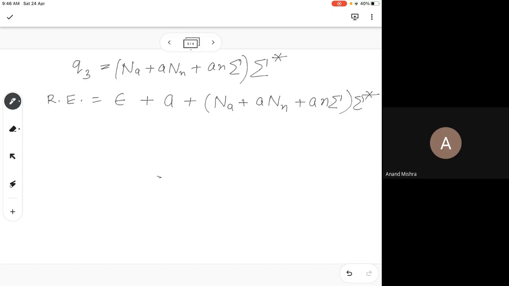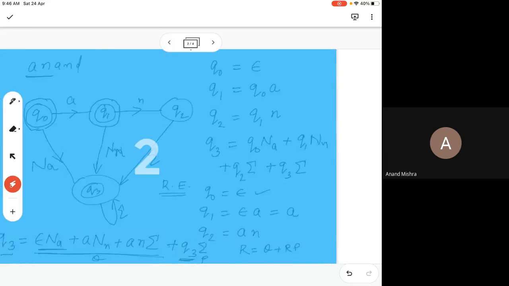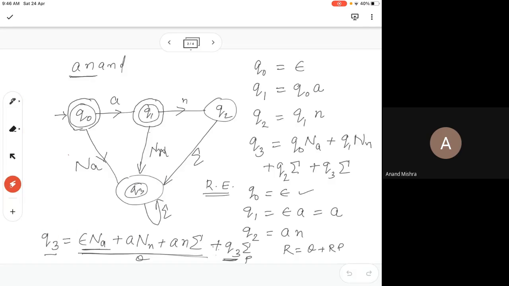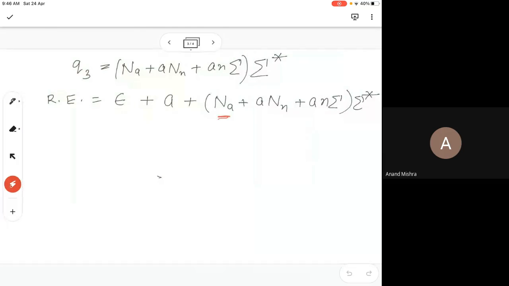You can also verify this, because it's either null, or by reading A you can go to final. So what are the ways you can go to the final state? Either by reading null, or by reading A, or by reading NA. The sigma star just allows zero or more symbols. Or you can read AN, or AN and sigma, and then multiple times you read sigma star, you will also reach the final state. So this is the answer.